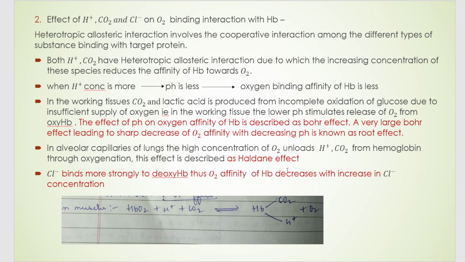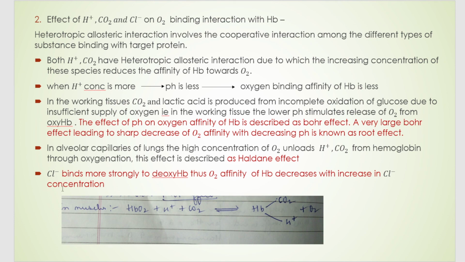That is called the Haldane effect. That is the reverse of what happened in the tissues. In tissues, it released oxygen and took up H plus and CO2. In the lungs, it is releasing H plus and CO2 and it is taking up oxygen.